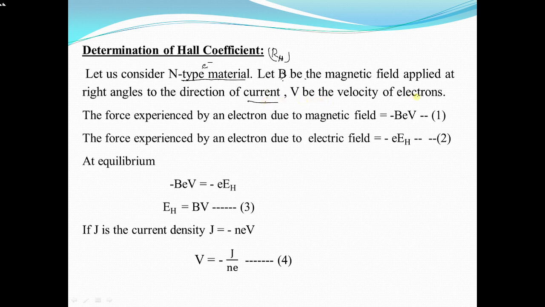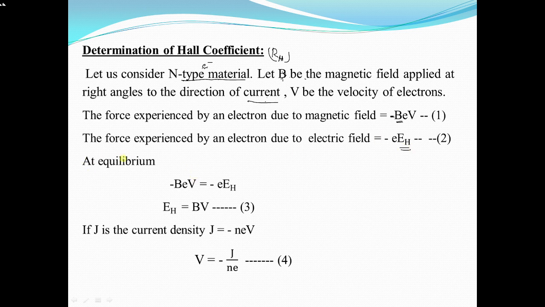Now here v is the velocity of electrons. This electron is experiencing force due to the magnetic field. The force due to the magnetic field is given as minus Bev. e means the charge of the electron. The charge of the electron is negative, that's why minus. Next, the force experienced by the electron due to the electric field is minus eEH. e is the charge of the electron, B is the magnetic field and EH is the electric field.